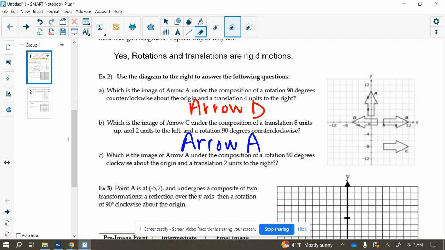On the last one, we are starting again with arrow A, and you want to rotate it 90 degrees clockwise this time. So think about, again, clockwise would be this direction, and then translate it 2 units to the right. Which arrow would be your final image?